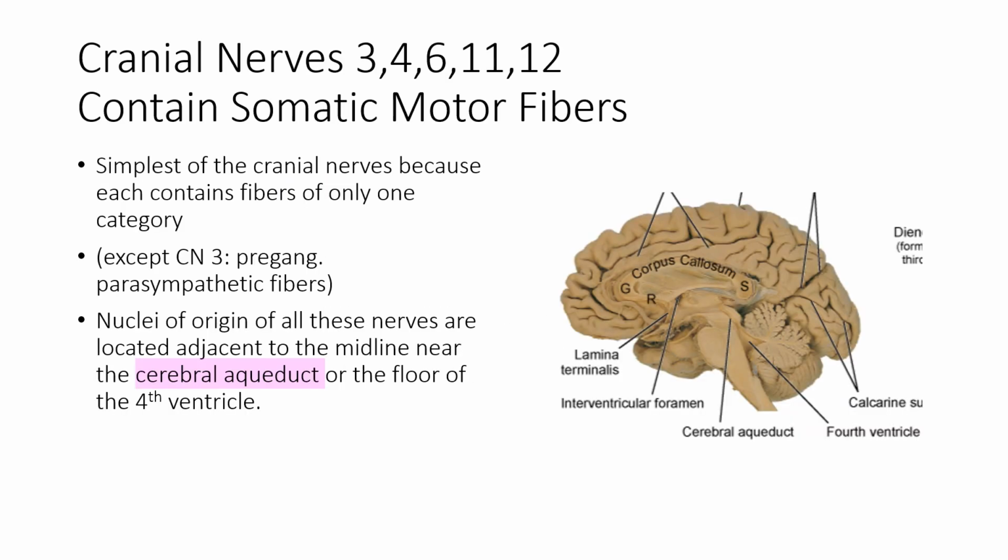Cranial nerves 3, 4, 6, 11, and 12 contain somatomotor fibers, so it's going to move. Okay, so movement. Simplest of the cranial nerves because each contains only 1 category, except for 3, which has some preganglionic parasympathetic fibers. So remember, 3 is the all others 3, including pupils. Nuclei of origin of these nerves are located adjacent to the midline near the cerebral aqueduct.